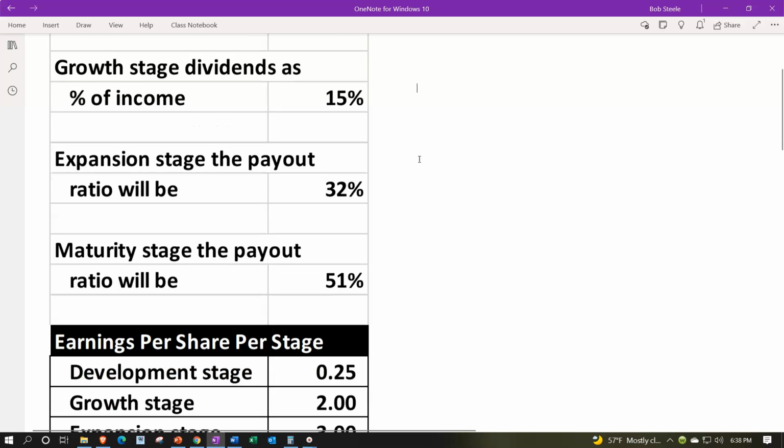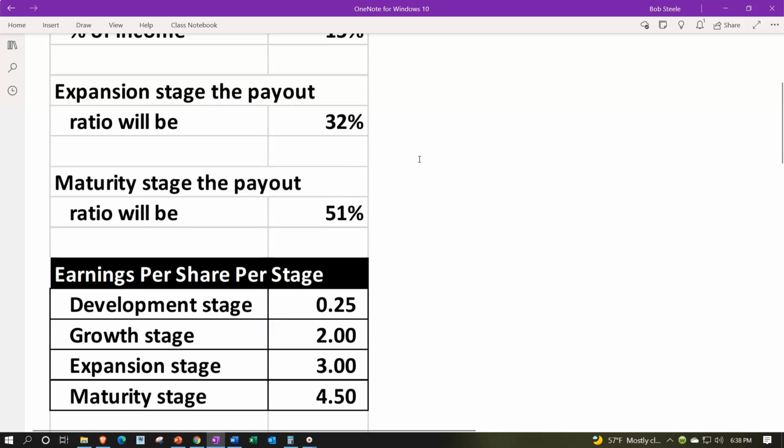Then during the expansion stage, the payout ratio we're going to say is 32%, which once again might be something you would expect if the company is growing. You might see an increase to the dividend level, both in terms of income itself, hopefully going up as we expand. The idea of it expanding would indicate that it would be going up, and you might see an increase of the income as a basis, again, on the income. And then at the maturity stage, the payout ratio, we're going to say it's 51%.